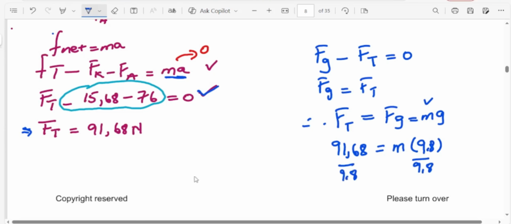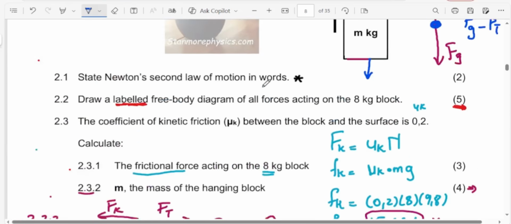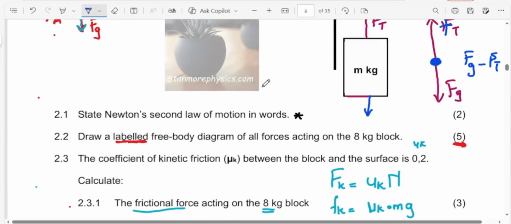Therefore, what is the tensional force equal to? I'm sorry, what is the mass equal to? When you take 91.68 and divide by 9.8, it should give you 9.36 kg. And this is how you answer this question. It's easy. This is how you answer the question. So now, this is how we do this question.